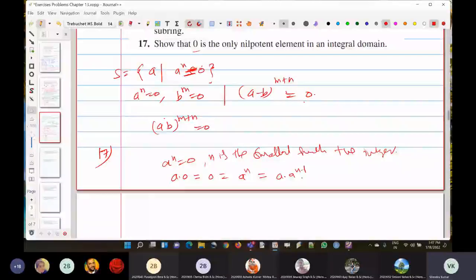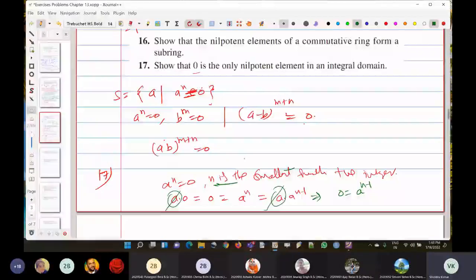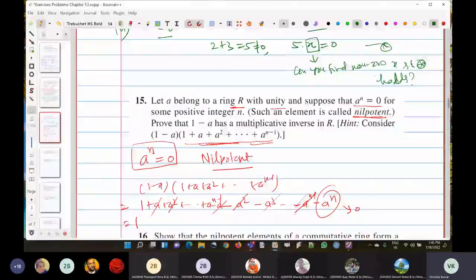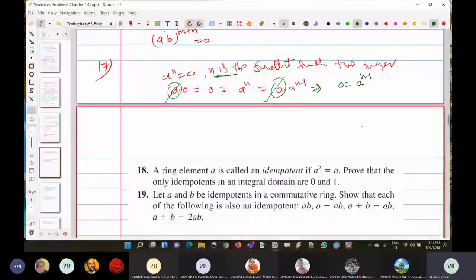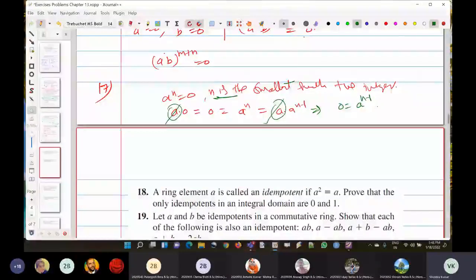And you know that in an integral domain the cancellation law holds, so you can cancel these two, and this would imply that 0 is equal to a to the power n minus 1. But n is the smallest such positive integer. They have not written it, I think, but n should be the smallest such positive integer. Therefore, this is a contradiction.